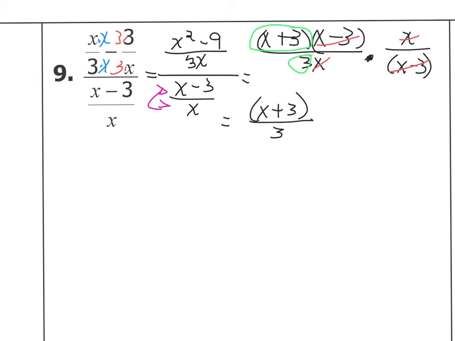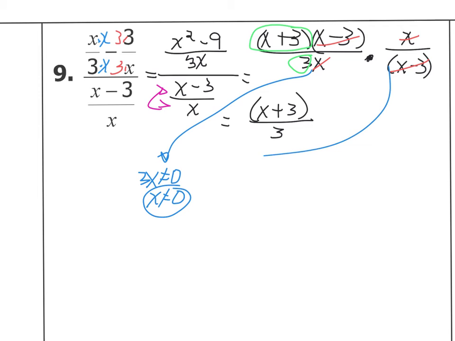So now we have to look at restrictions. So my restriction for 3x, remember, it's a monomial. The variables in all monomials cannot equal 0. So there's one restriction. And then here, x minus 3 cannot equal 0. Add a 3, x cannot equal 3. So those are our 2 restrictions. So x cannot equal 0 or 3.